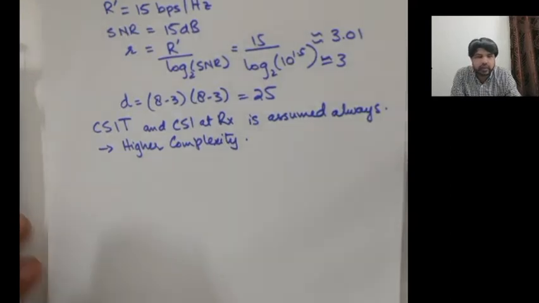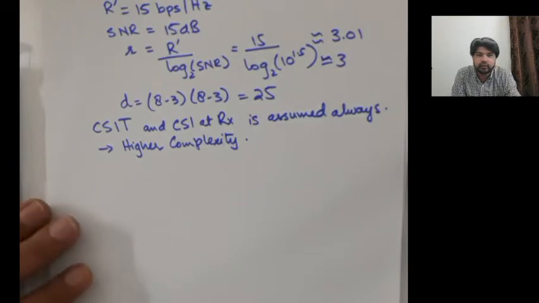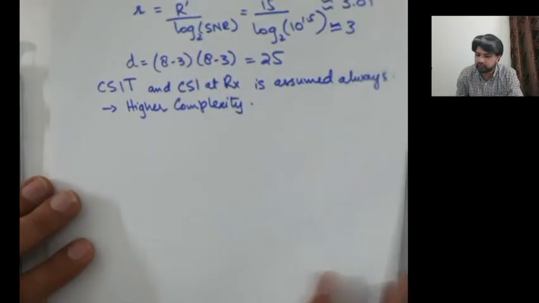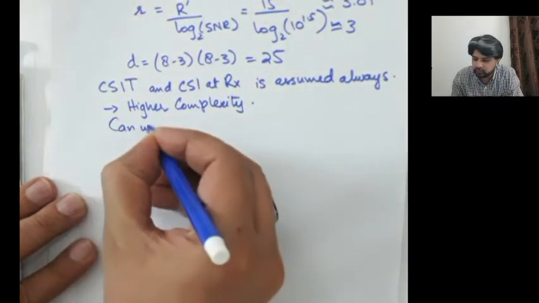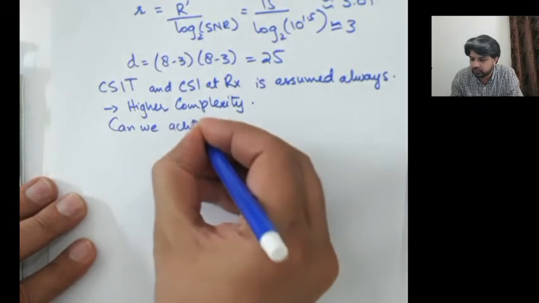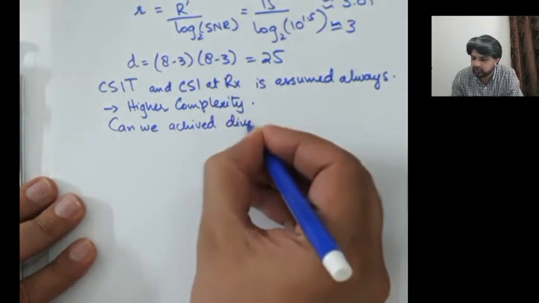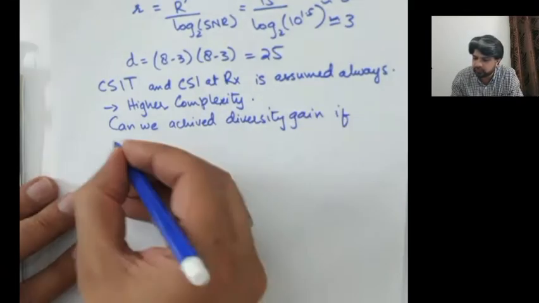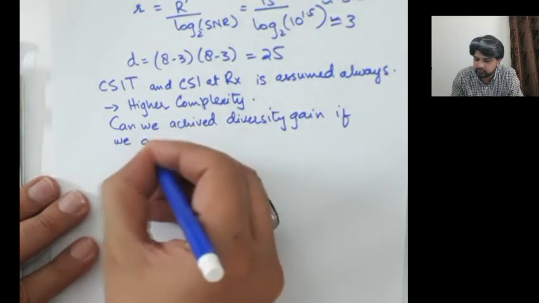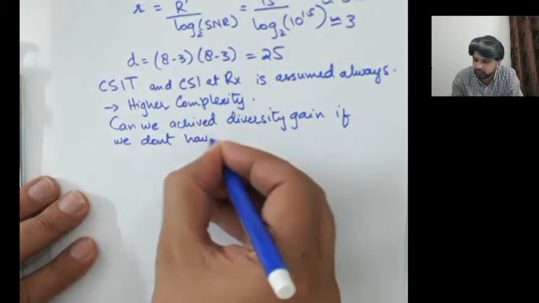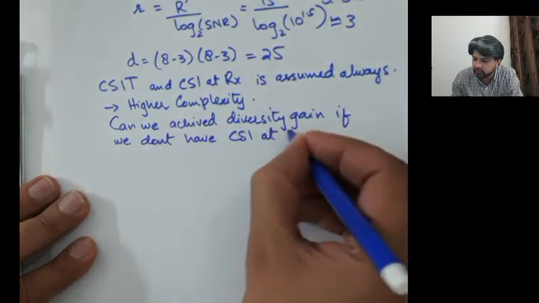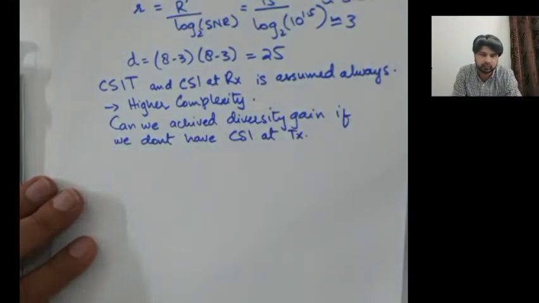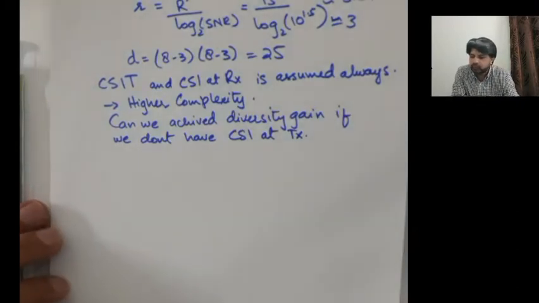So the question is, can you achieve something if you don't have the channel side information at the transmitting end? Can we achieve diversity gain if we don't have channel side information at the transmitter end? So that is the main question. So let's try to look at this question.